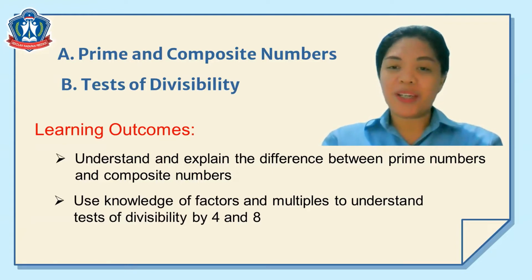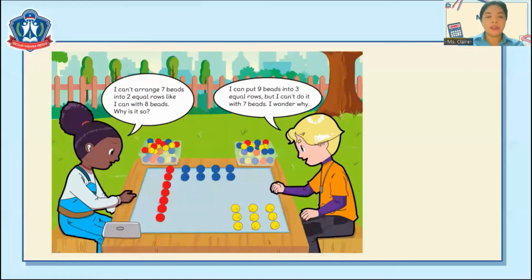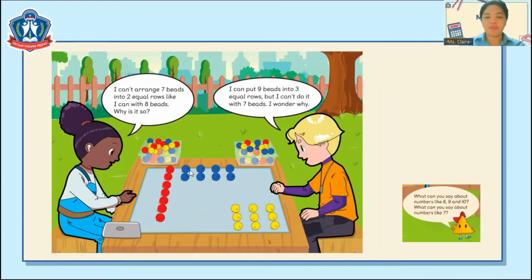Okay, P5, are you ready? Come on, let's start. I have here a picture. Take a look. There are two children here. The girl says that she cannot arrange 7 beads into 2 equal rows like 8 beads. Why is it so? The boy said that he can put 9 beads into 3 equal rows, but he cannot do it with 7 beads. And he is wondering why. Do you know the answer, children?